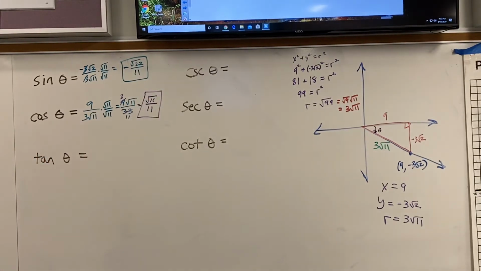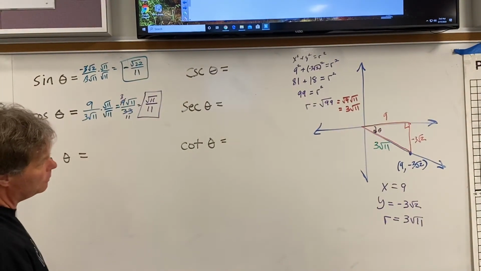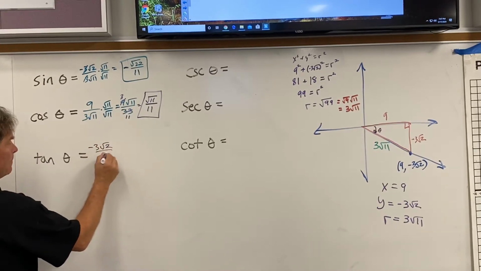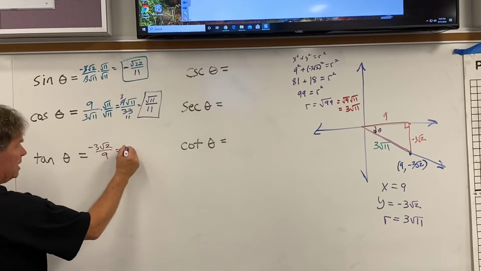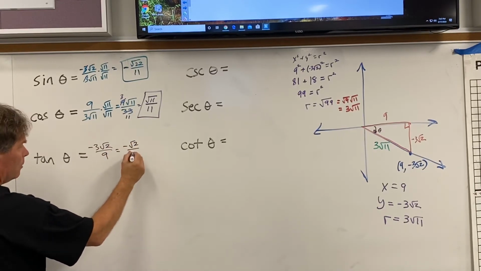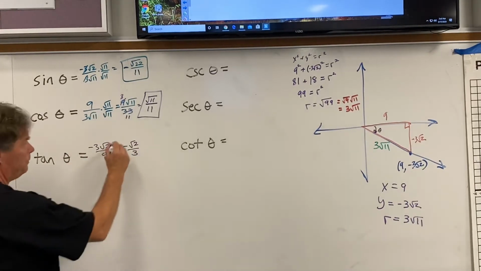And then tangent is y over x, which is negative 3 root 2 over 9. Again, the 3 and the 9 get canceled. That's going to be negative root 2 over 3, right? Because I just divided the 3 out of each of those.